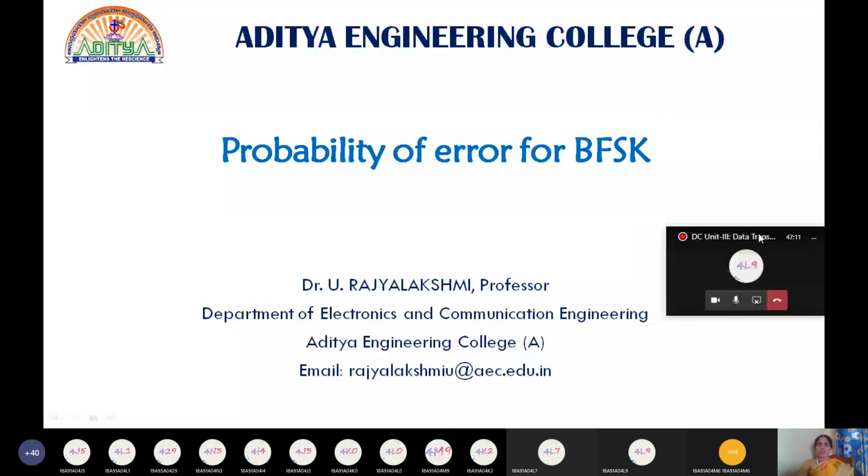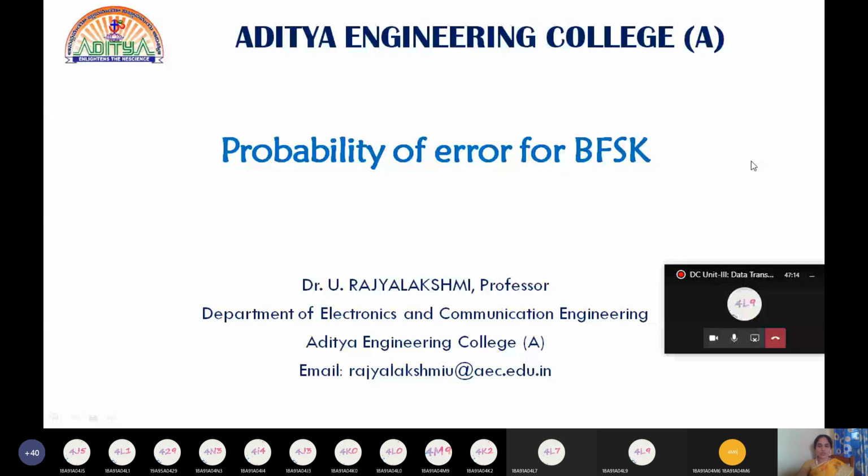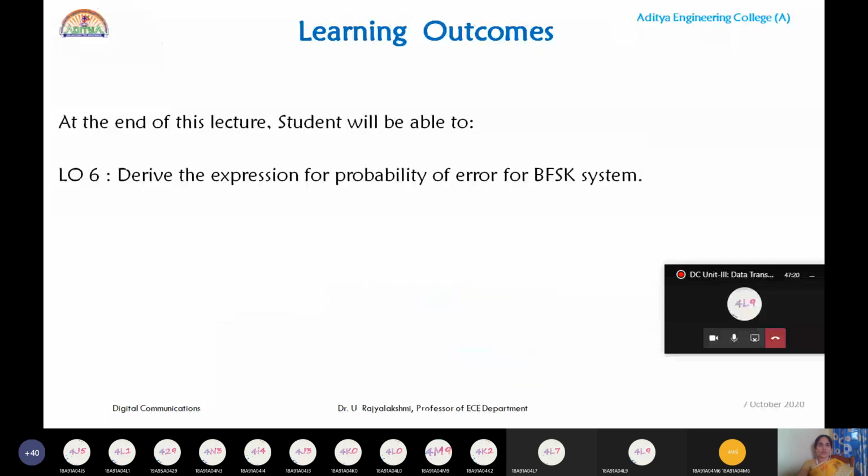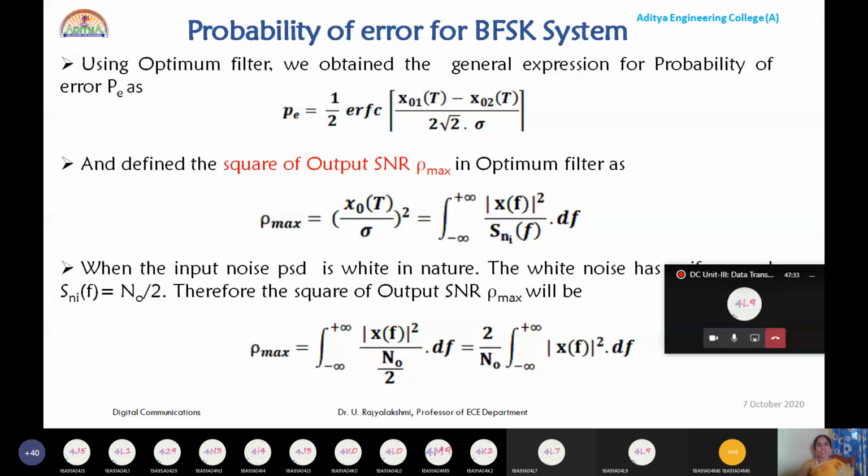See, almost all will follow the same steps for the calculation of BFSK, but here we'll change the x1 of t and x2 of t values. So here also we'll derive the probability of error. First we'll derive the output SNR and we'll substitute that in the probability of error to calculate the PE for BFSK. So here also we'll make use of the same steps.